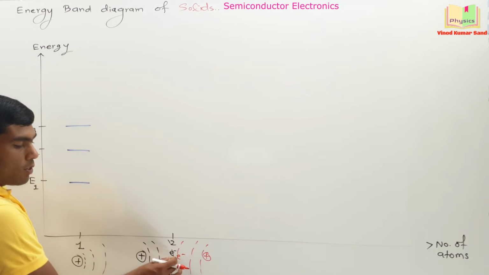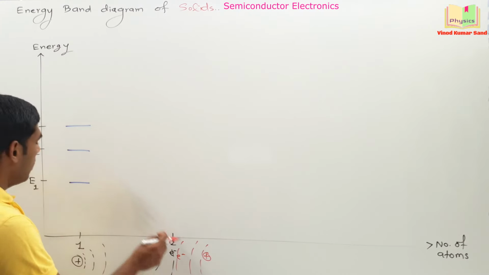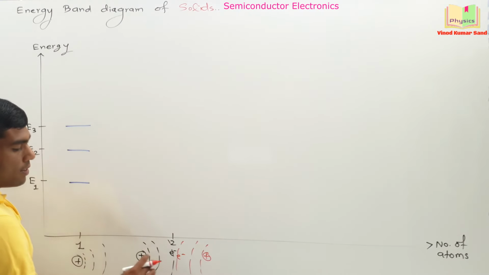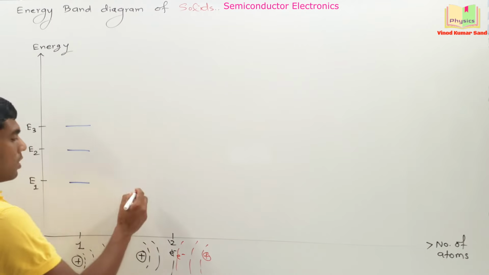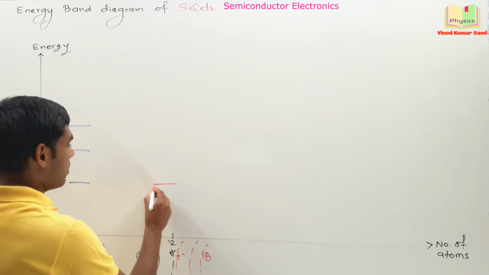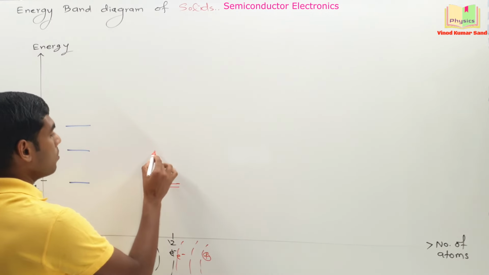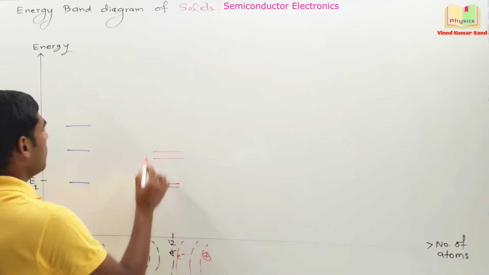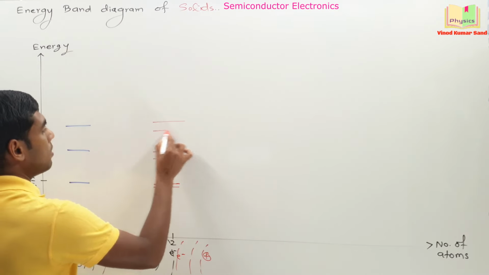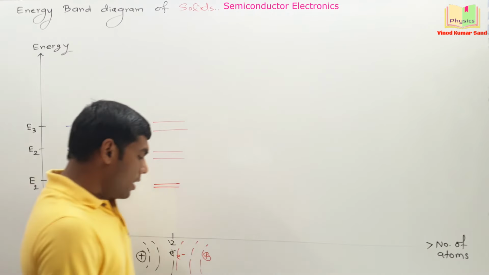Now we consider a case of two atoms. The outermost electrons will interact first, and due to the interaction between the electrons there will be the formation of bands. Since we have two atoms, here we will have two energy levels. Same will happen for E2 also. For two atoms you will get two energy levels. Same happens for E3 also. There are two different atoms, so two different energy levels.